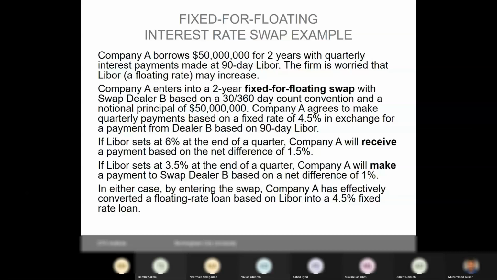I am assuming that all of you know LIBOR. Am I right? That is London Interbank Offered Rate. This is the rate that is used by banks to borrow and lend to each other. That is why it is called London Interbank Offered Rate.